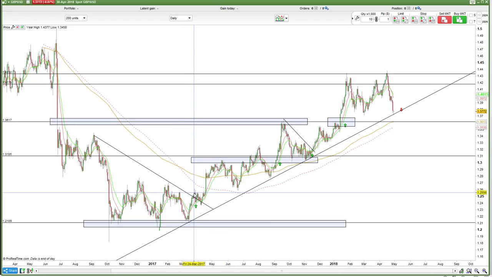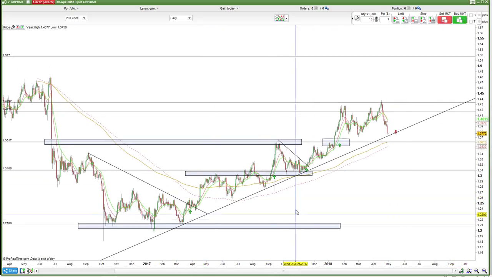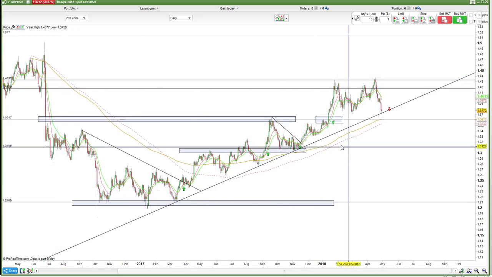Here's a chart of cable, so GBP USD. This is how I pretty much trade. So I utilize the moving averages. The golden one here is the 200-day exponential moving average. The reason I have the 200-day exponential moving average on my chart, institutionally, it's a very important level. We also utilize trend lines, so this is a descending trend line here as well as an ascending trend line, and we also utilize support and resistance levels. So here is a resistance level, here is the support, here is a previous resistance level as well.